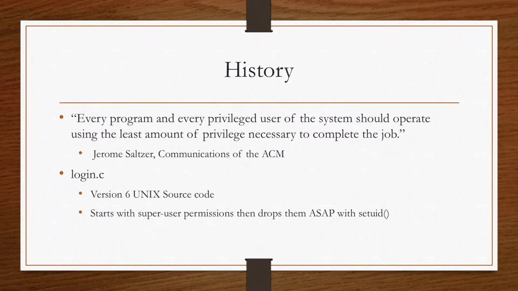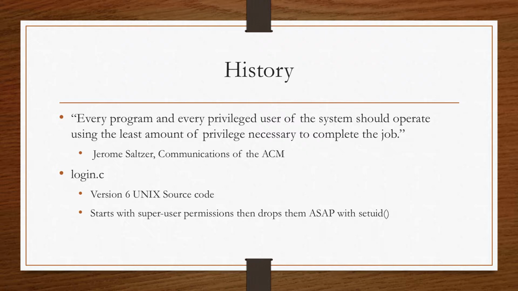So, some of the history of the principle of least privilege: Jerome Saltzer is a famous computer scientist. He worked at MIT, and back in 1974, in a Communications of the ACM article, he wrote that every program and every privileged user of the system should operate using the least amount of privilege necessary to complete the job.